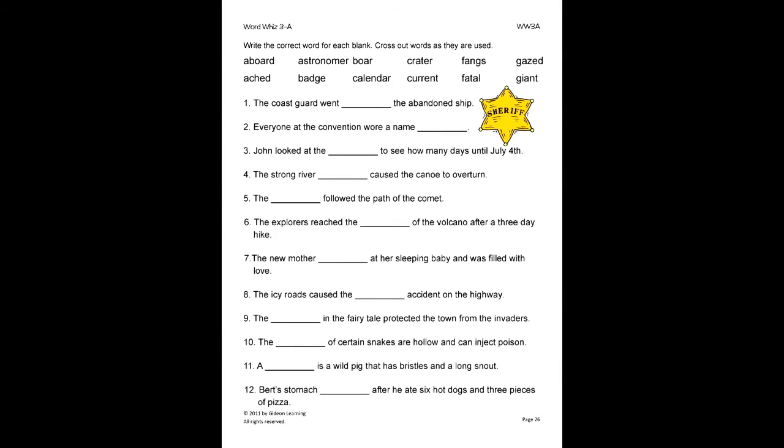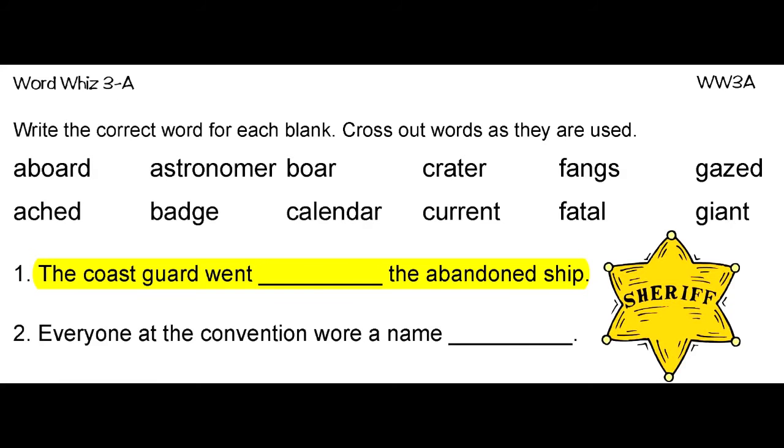Here, the student will write the correct word for each blank. Cross out words as they are used. Let's do number 1. The Coast Guard went blank the abandoned ship. Since we know aboard fits best here, we will write the word neatly in the blank.